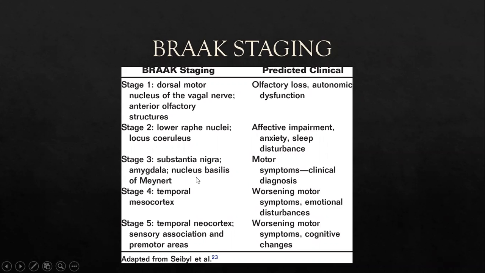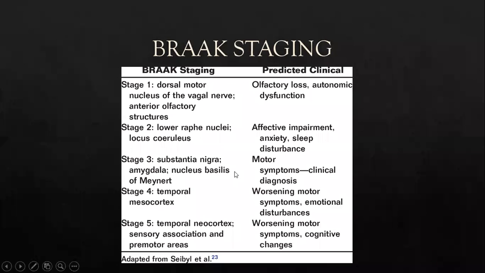When the substantia nigra is involved in stage 3, motor clinical symptoms are seen. Stage 4, temporal mesocortex, is where worsening of the motor symptoms and emotional disturbances like depression are seen. Stage 5, temporal neocortex, sensory association and premotor areas, is where worsening motor symptoms and cognitive changes like dementia are seen. So what we can see is that only at stage 3, when the disease has progressed a little, are we able to clinically pick it up.